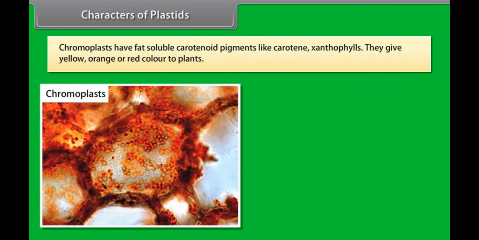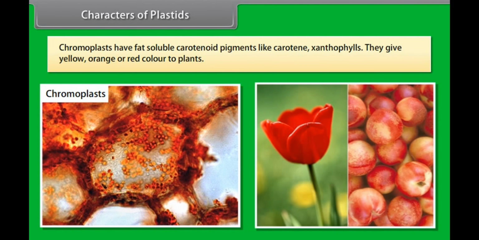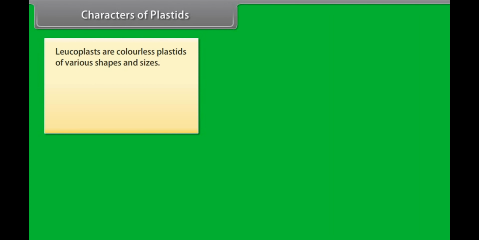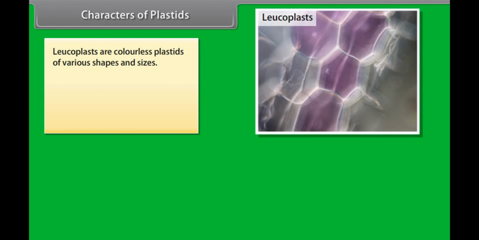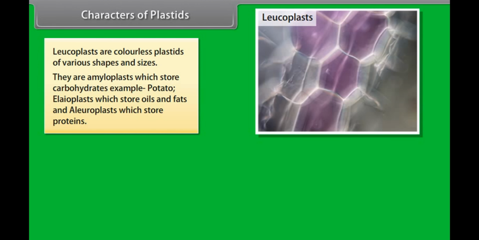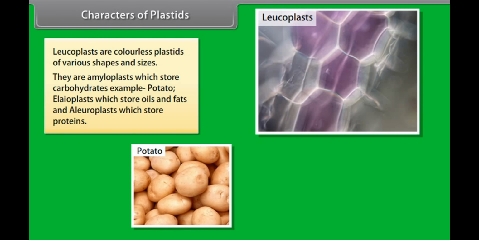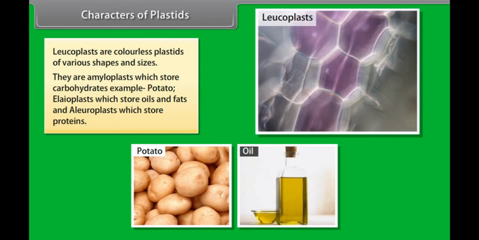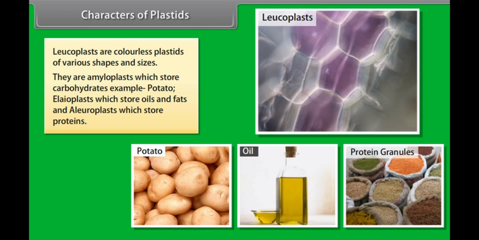Chromoplasts have fat-soluble carotenoid pigments like carotene and xanthophylls. They give yellow, orange, or red color to the plants. Leucoplasts are colorless plastids of various shapes and sizes. They are amyloplasts which store carbohydrates, for example in potato, elaioplasts which store oils and fats, and aleuroplasts which store proteins.